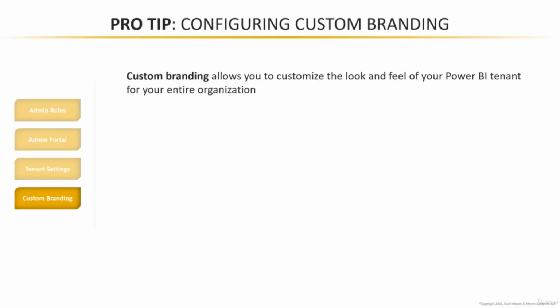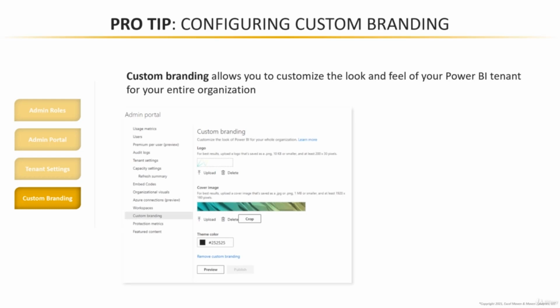All right, pro tip lecture time. In this lecture, we're going to walk through setting up custom branding for your Power BI service tenant, which really allows you to customize the look and feel of your tenant across your entire organization. So as we've seen, custom branding is an option that's available from within the admin portal. It's really very straightforward to set up and allows you to customize 3 different elements.